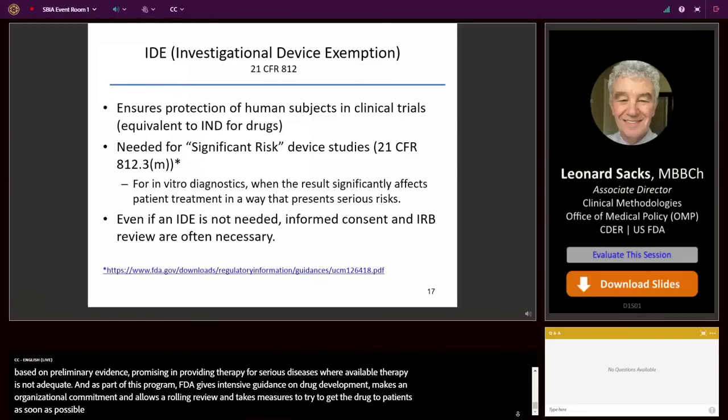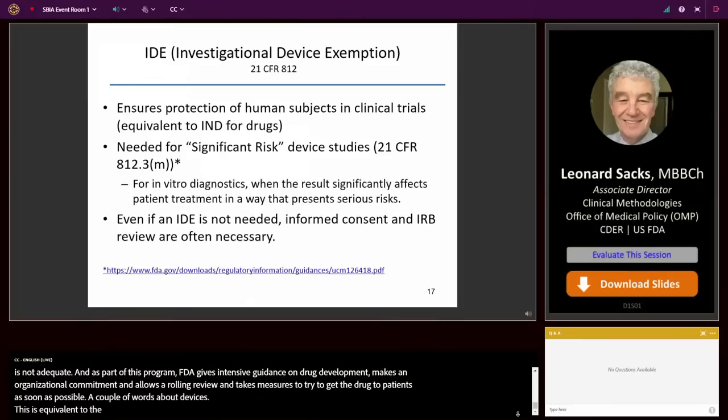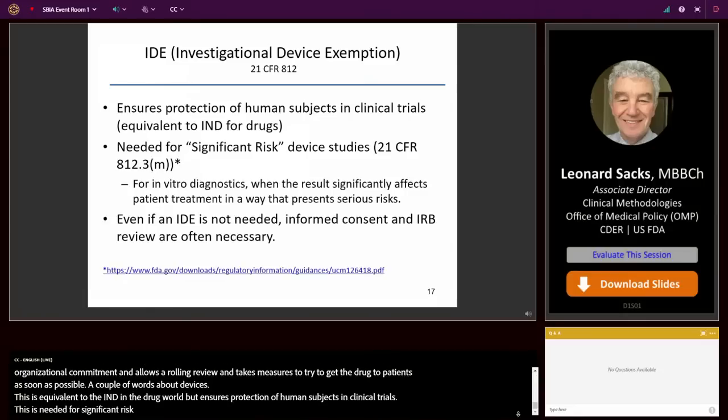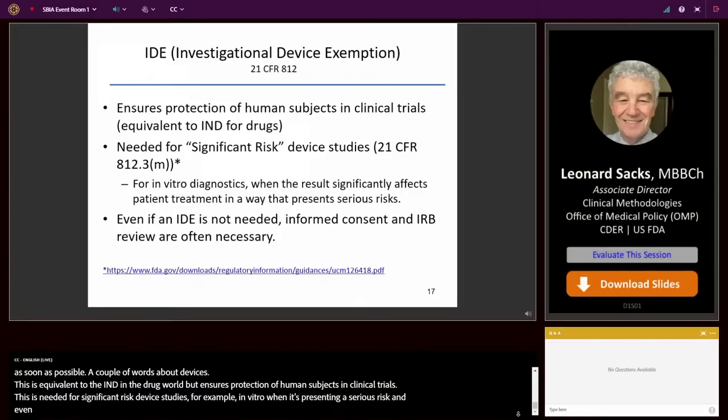A couple of words about devices. An investigational device exemption is equivalent to the IND in the drug world. It ensures protection of human subjects in clinical trials. It's needed for significant risk device studies, for example, for in vitro diagnostics, when the result significantly affects patient treatment in a way that presents a serious risk. And even if an IDE is not needed, informed consent and IRB review are often necessary.